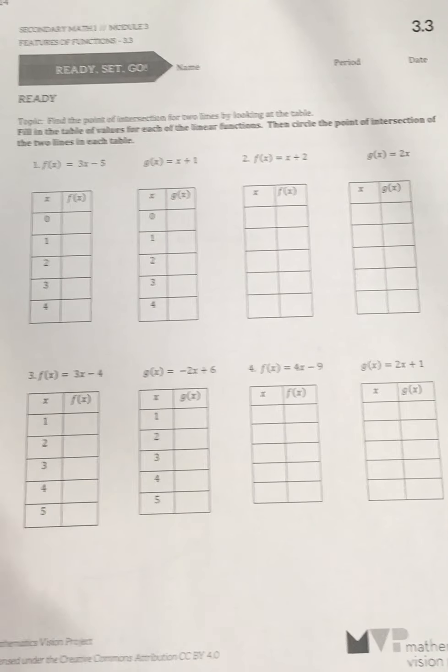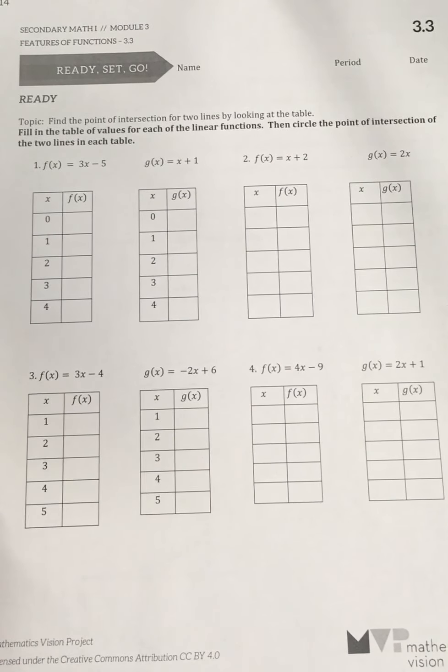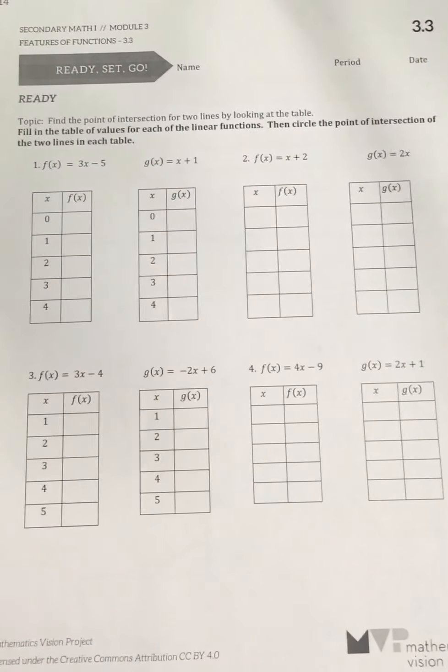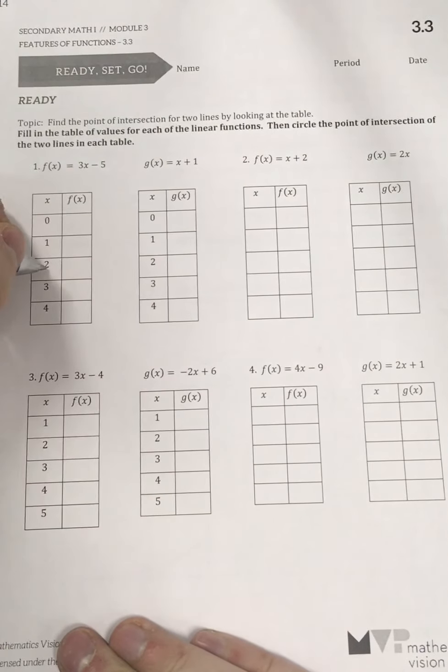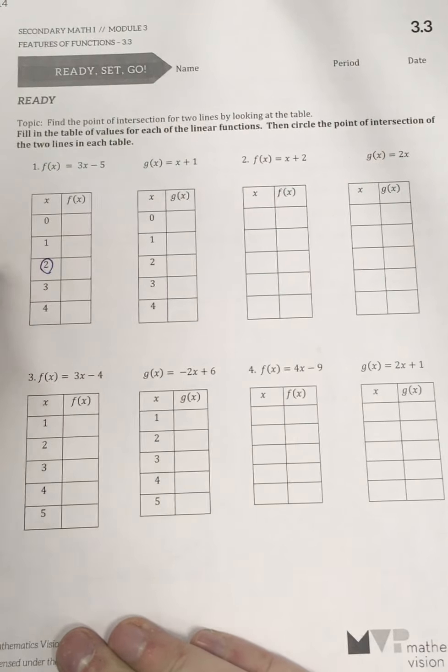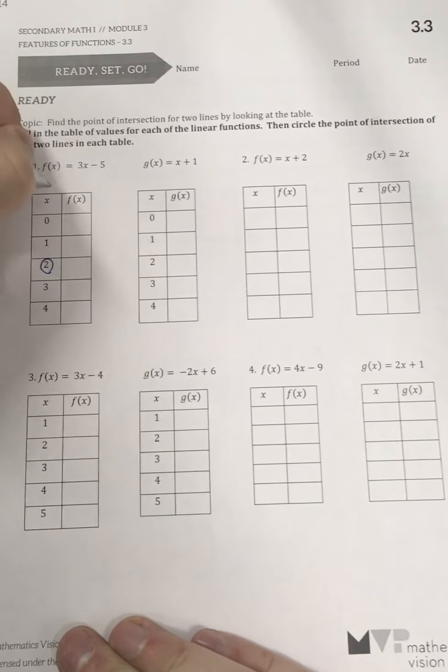Now, as far as the 3.3 Ready, which I am assigning as homework, I'm asking you to evaluate these linear functions and to fill out the table using them. Now, there's more than one way of doing this. One of the first ways to do it is by plugging in x values into our function. So, for example, I'm going to start with number 1, and you could start with 0, but I'm just going to use this location, when x is 2, just for an example.